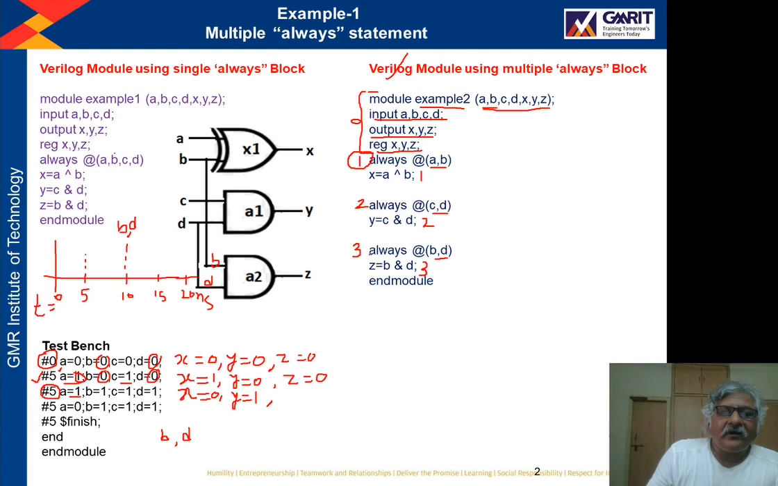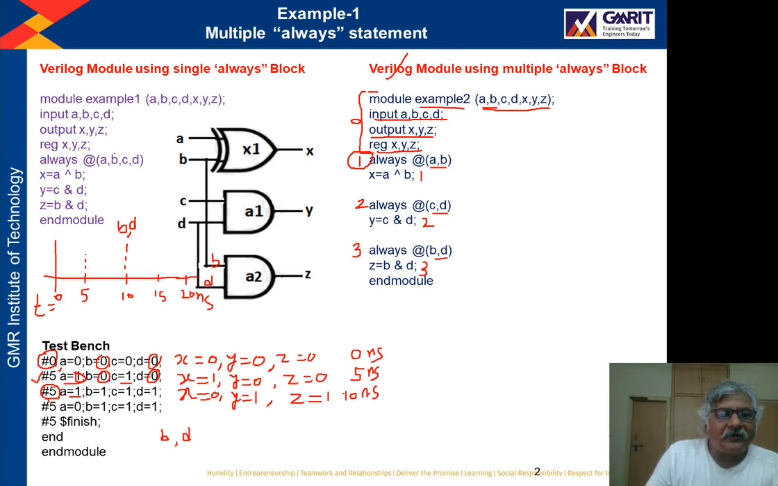Now what about the third always block? It has B and D in its sensitivity list, and B and D both have got the event. So always block number 3 will also be activated. Statement 3 is executed, B and D is evaluated, and the result is 1, and 1 will be assigned to Z. So this will happen at 10 nanoseconds. Right? This here is at 0 at the start. This is at 5 nanoseconds.